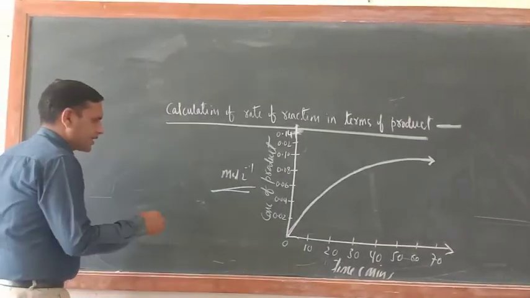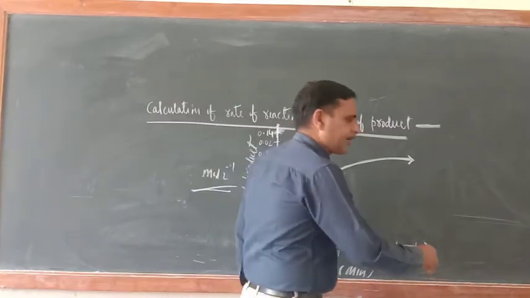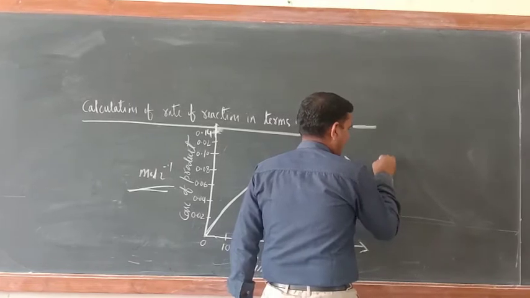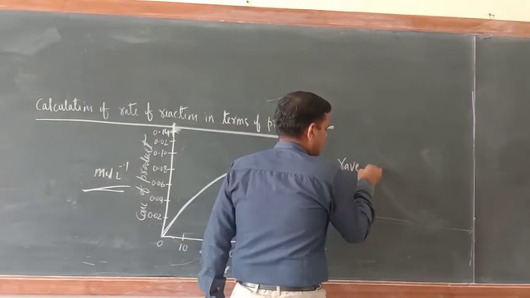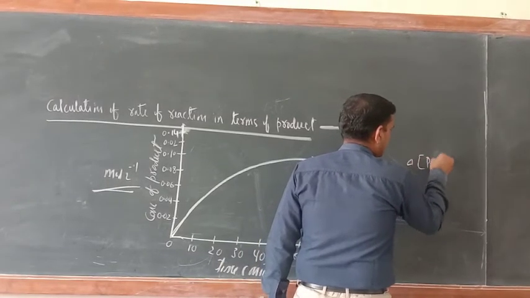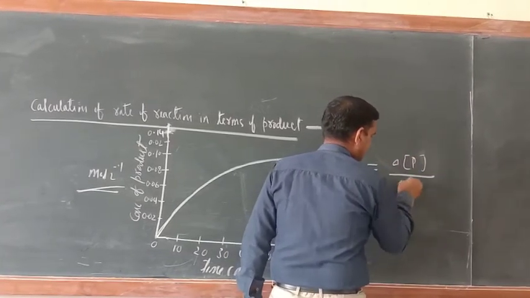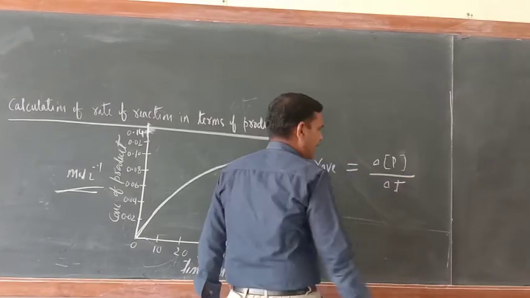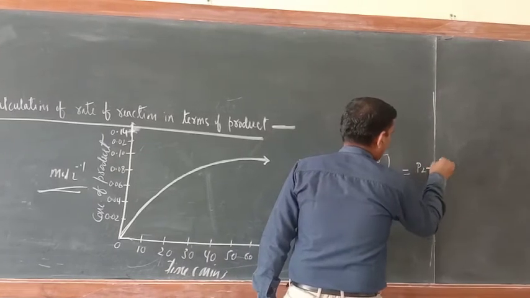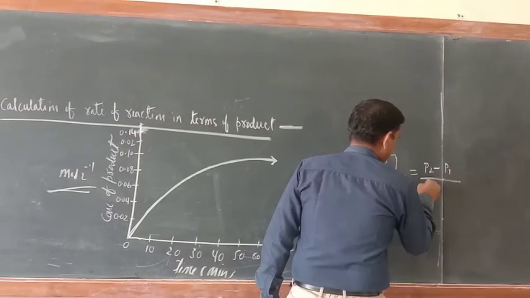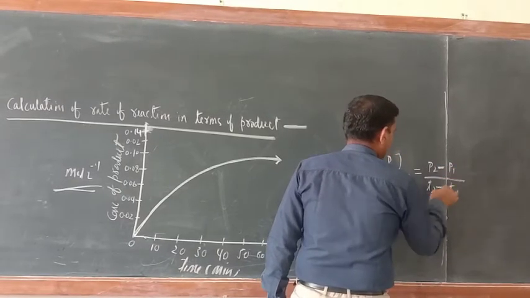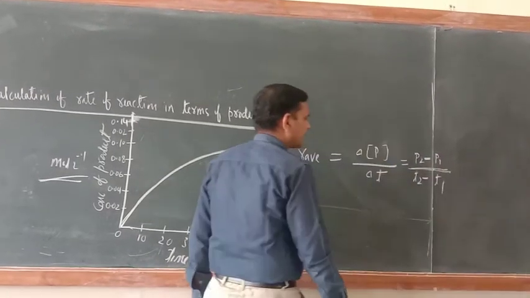So just see, ultimately the average rate of reaction is like that. The average rate, you will calculate as delta P divided by delta T. Now this is equal to P2 minus P1 divided by T2 minus T1.